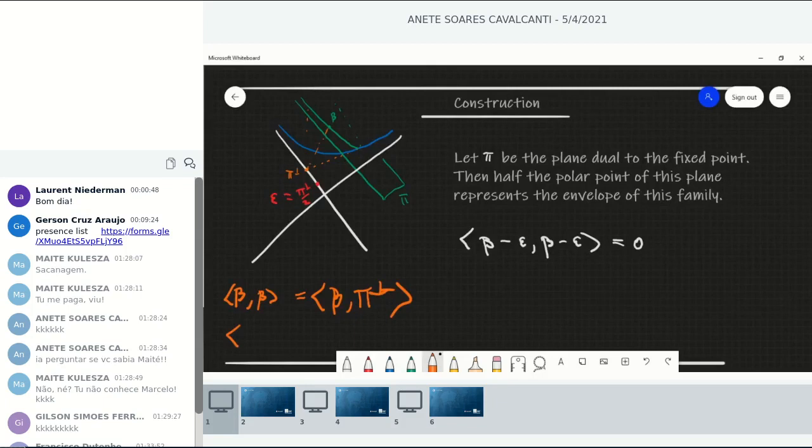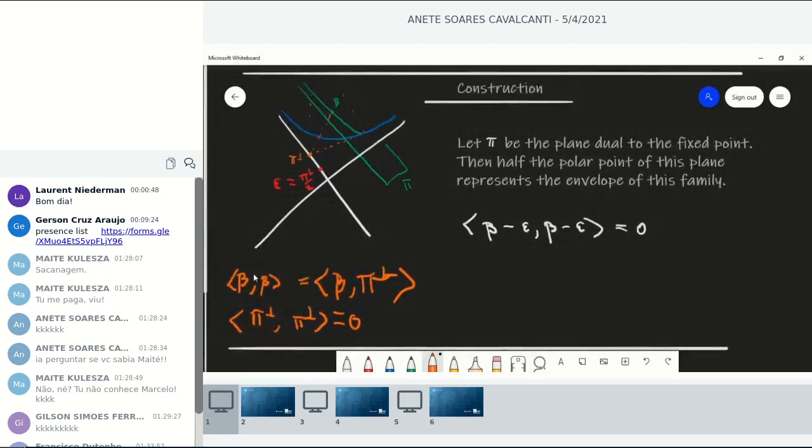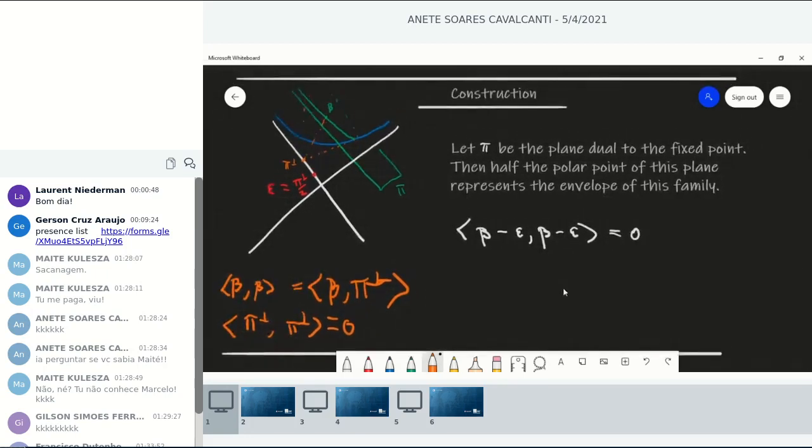Because pi is dual to a point on the cone, its perp is a null vector. And it turns out pi perp is not the point that's the envelope, but half of it is. This is just the property that we wanted the envelope to have. If you rescale it by 2 and expand here, you get exactly 0, a cancellation.